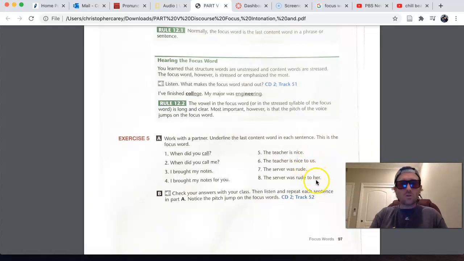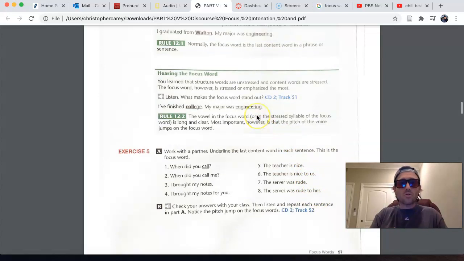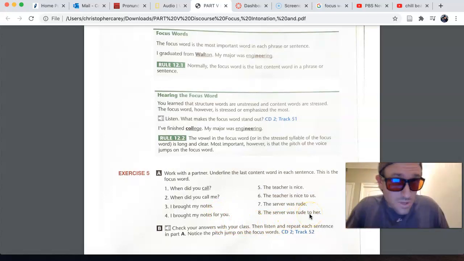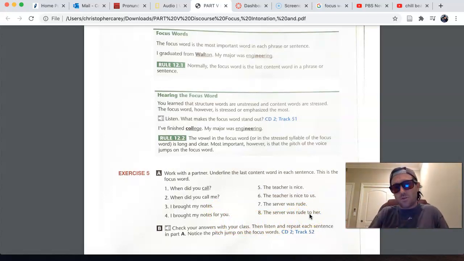These are function words. Remember, function words, or what we otherwise call structure words, are unstressed. And a focus word is a type of content word that is stressed the most. So obviously these words at the end are not going to be stressed because they're not even content words to begin with. That might be a question that you might have.